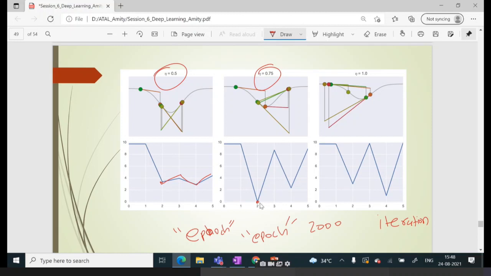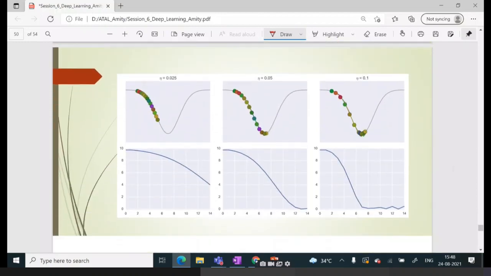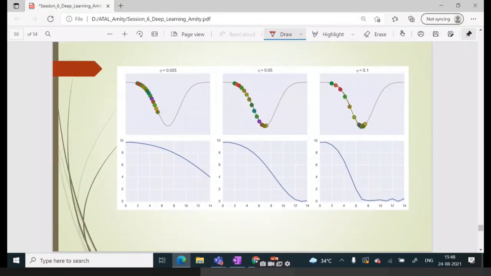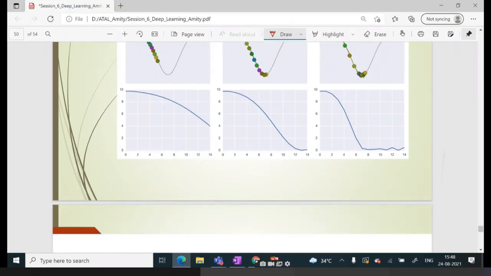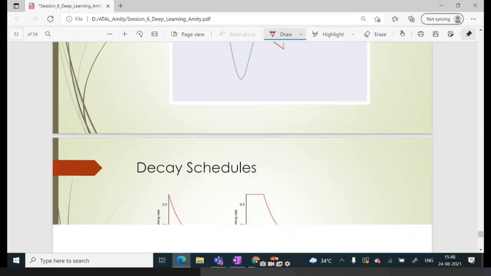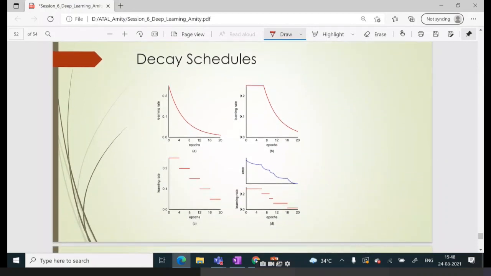So after two iterations, your error is low, but then as you can see, again suddenly the error jumps, and so on. Here also, as you can see, you are oscillating towards the minima, right? And so on. So there are some different kinds of schedules also.